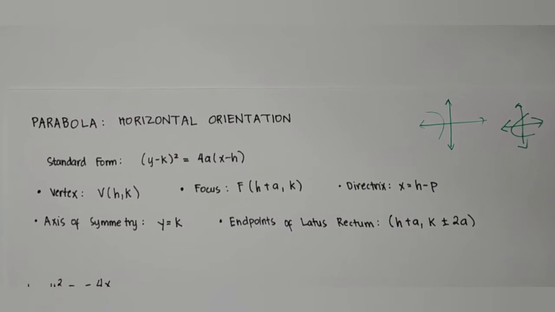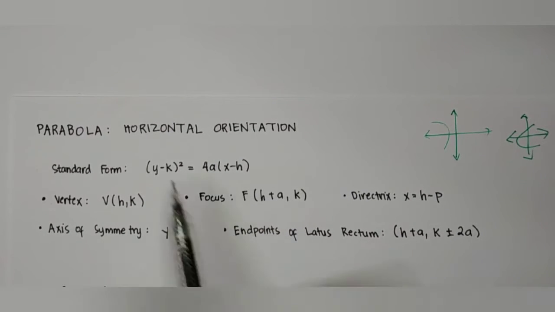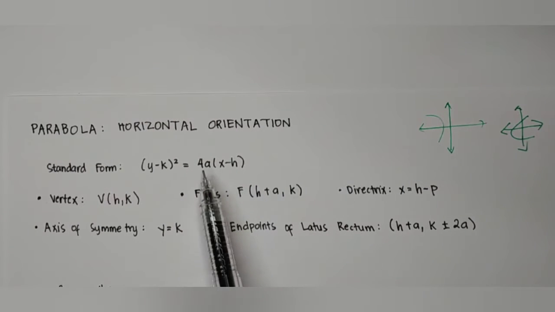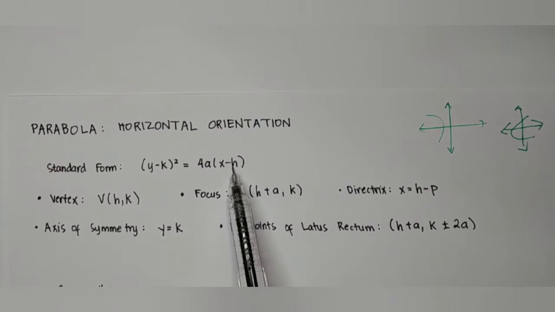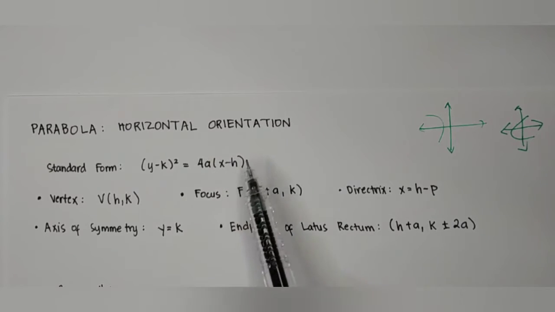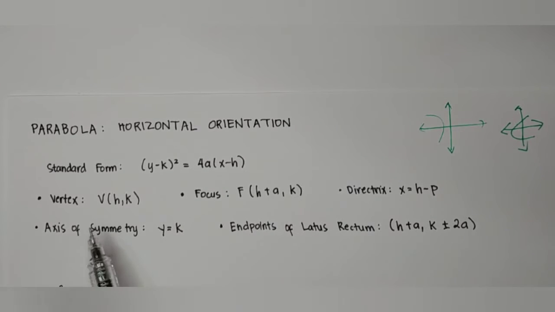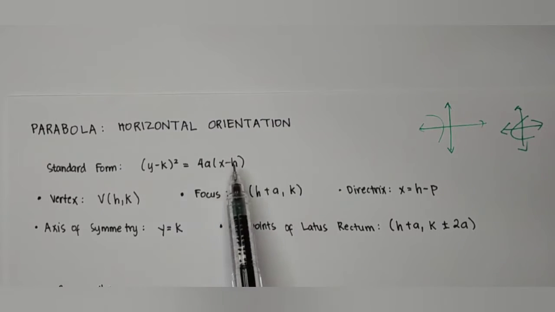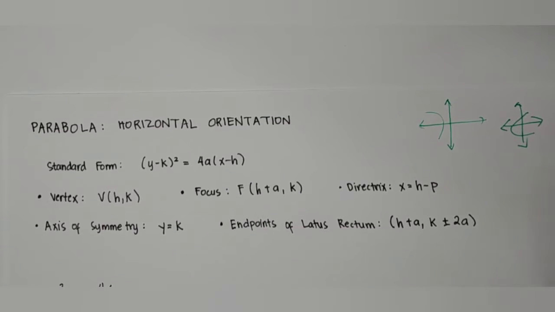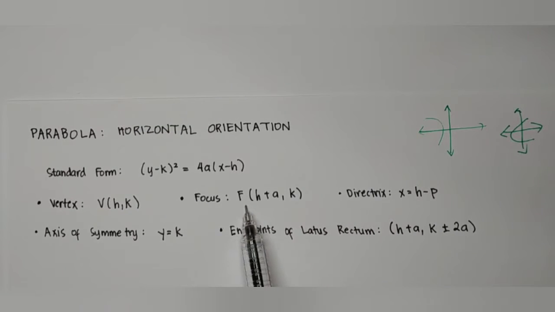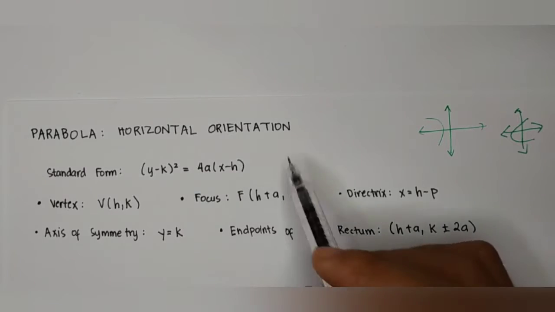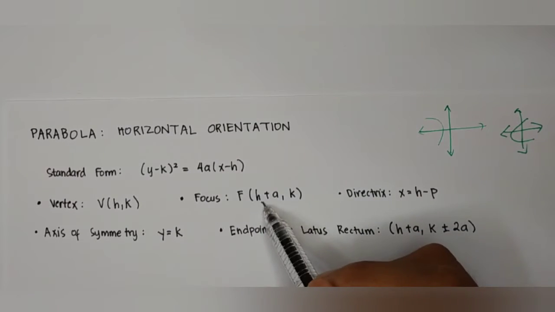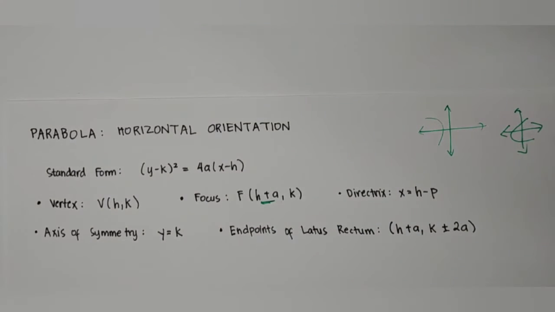Okay, so we have here our standard form of the equation, that is (y minus k) squared is equal to 4a times (x minus h). So ito yung standard form natin. And the vertex will be V is (h, k). So, ano yung h dyan at saka yung k, yan yung vertex natin. And ang focus natin is F, (h plus a, comma k). So, again, since horizontal orientation tayo, sa h tayo mag-add ng a.